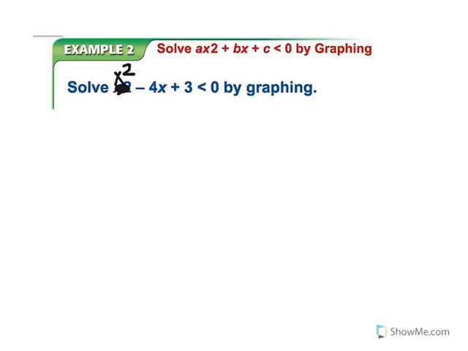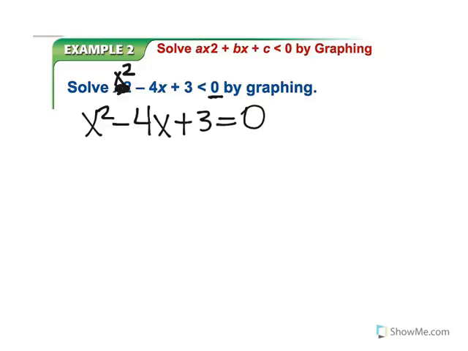Alright, example 2. Solve x squared minus 4x plus 3 is less than 0 by graphing. The first thing we need to do is actually factor this to figure out where x is equal to 0 to find our x-intercepts, because we have this 0 here. Our related equation would be x squared minus 4x plus 3 equals 0.